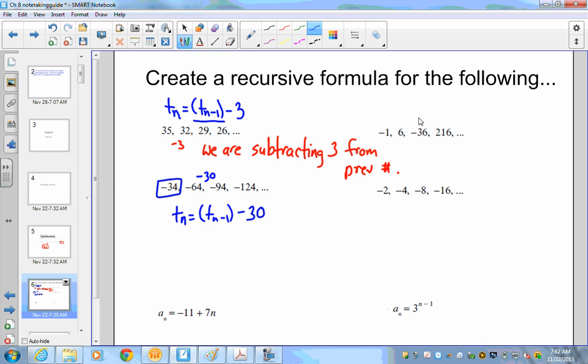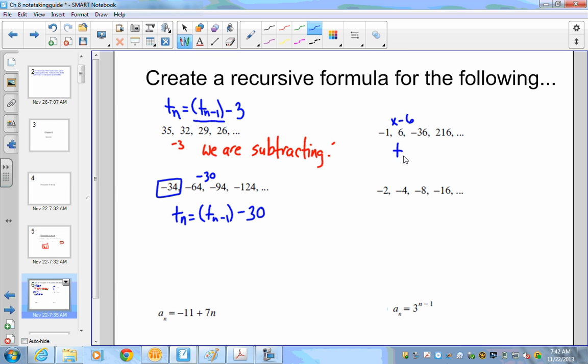Well, let's look at this next question. Negative 1, 6, negative 36, positive 216. Well, hopefully you guys have picked up on this, but you are multiplying by negative 6 every single time. All right, so let me clear that out a little bit. Okay, so what we're going to do is write a statement saying that we're taking the previous number and multiplying it by negative 6.